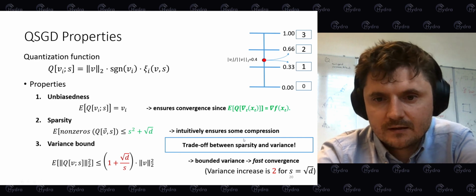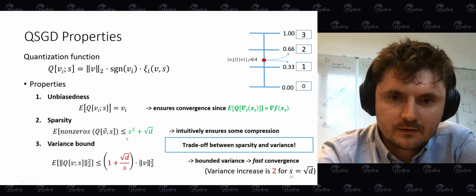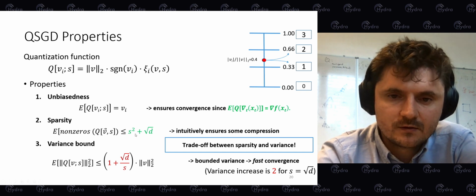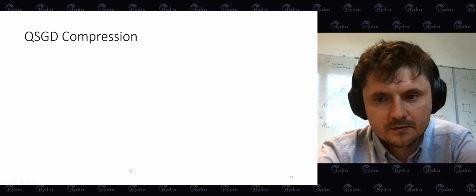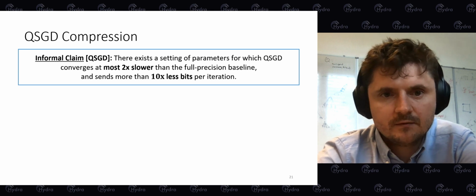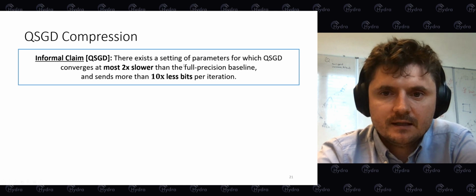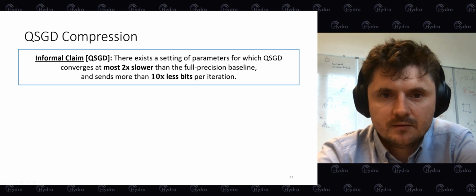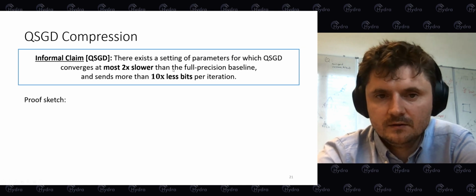Notice here the trade-off between the amount of sparsity that I get, if I would like to have very few non-zero values, versus the loss in convergence due to the additional variance. So what does this mean? Informally, what we showed in the QSGD paper is that there exists a setting of parameters for this whole scheme for which you can converge at most 2x slower than the full precision baseline, but also send 10 times fewer bits per iteration.